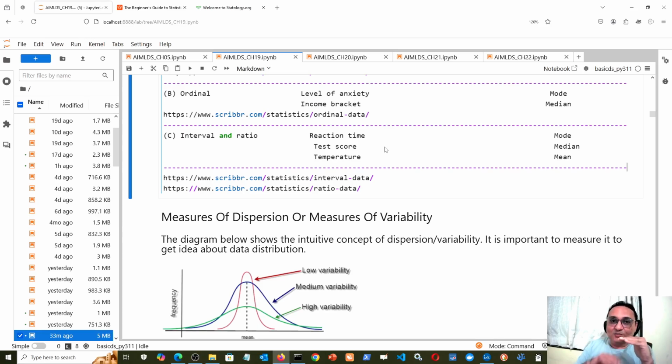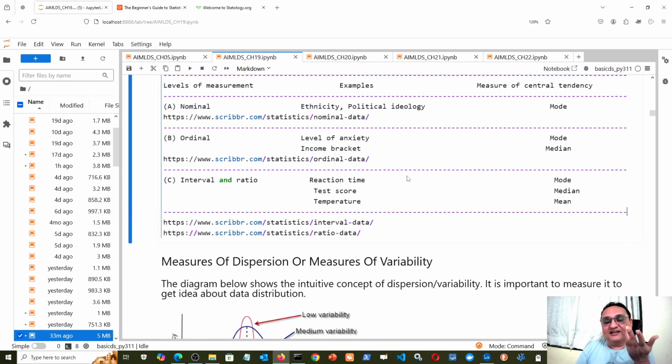Your score is above 95% of the students in your class, which means only 5% of the students are above you. That is the meaning. And if someone has scored the 100th percentile, that means that person is at the top of the class in the marks. 100% are below him, and no one is above him, right?